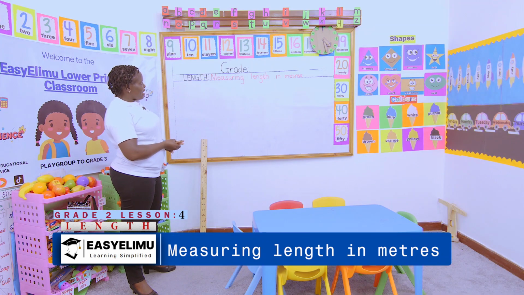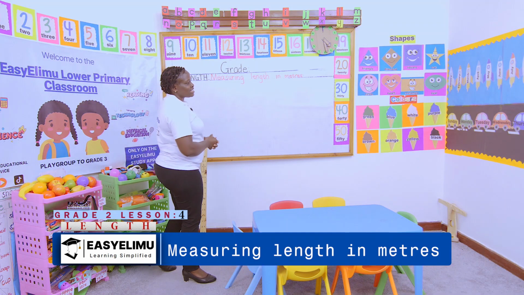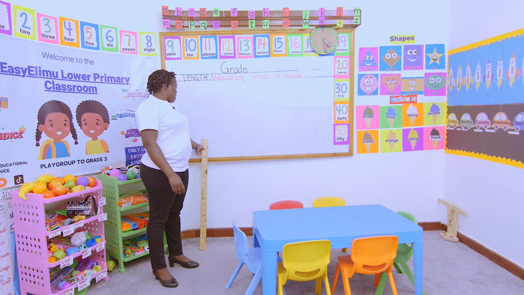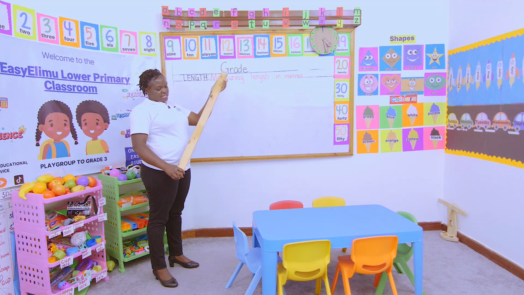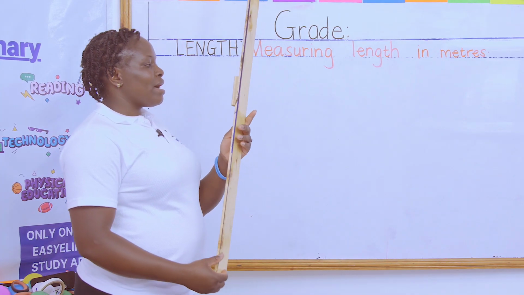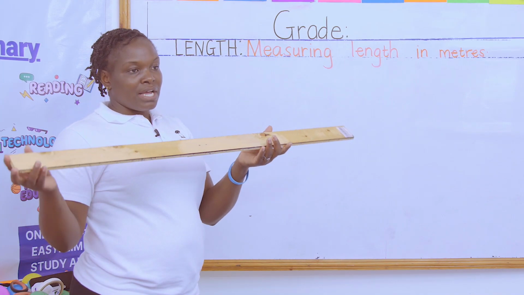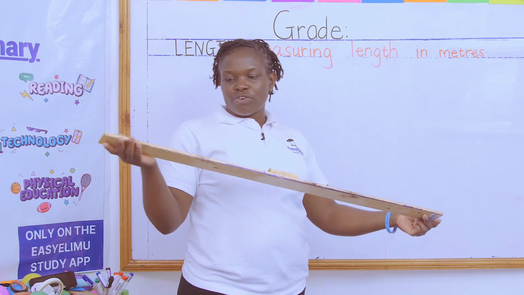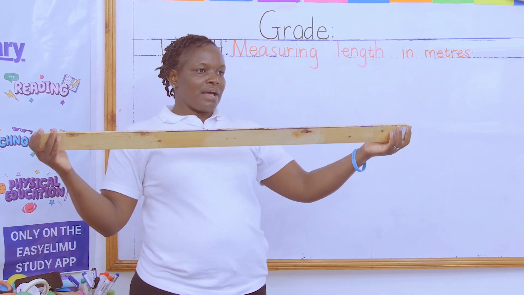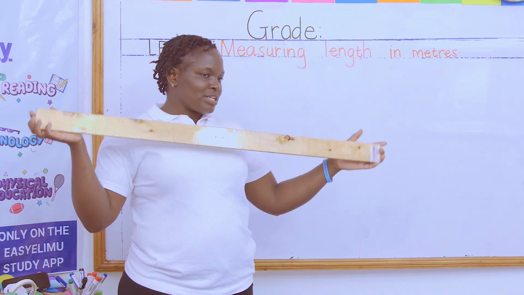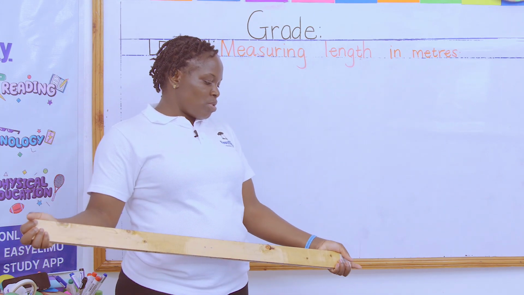Do you remember after we have done the measuring using the sticks, the books, the pens, we now have something here that is different from what we've been using. And what is this? Teacher, that is a meter rule. This is a meter rule. And why is it called a meter rule? Because this is the size of 1 meter. A meter rule is how long? 1 meter. That's why it's called a meter rule.